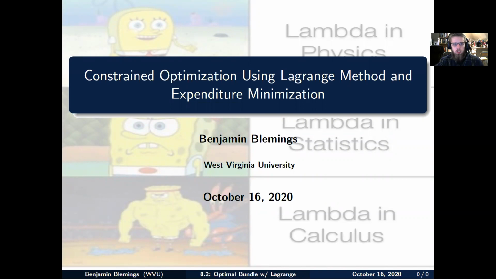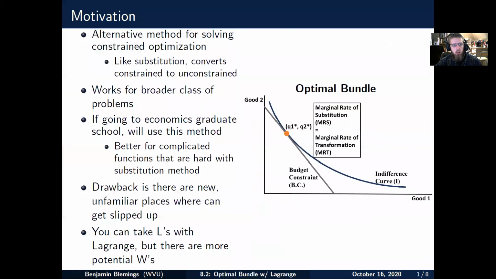We'll be doing constrained optimization using the Lagrange method. And then afterwards, I will show you how there's a closely related problem called the dual problem to utility maximization, and that's expenditure minimization. And so we might as well just hop right into this.